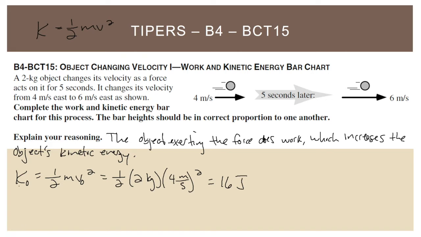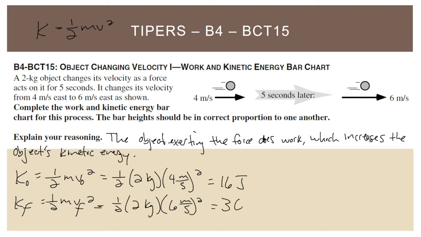Of course, the calculation for the final kinetic energy is just as straightforward. The final kinetic energy is 1/2 mv final squared. That gives us 1/2 of that 2 kilogram mass, and 1/2 of 2 is 1. Then we multiply that by 6 meters per second, whole thing squared. And so the answer here is just 6 squared, or 36 joules.